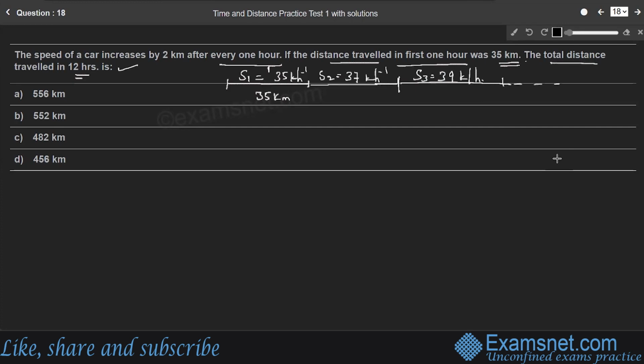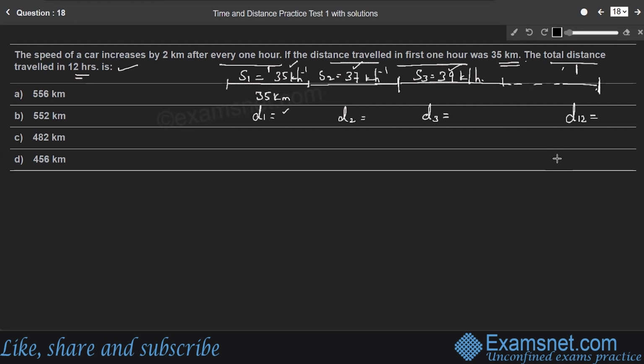So here the total distance traveled in 12 hours. So in 12 hours, up to the last 12th hour duration, we have to find the distance traveled by the car in each case. In each case means in each 1 hour time duration, what is the distance traveled by the car? Because this distance depends on the speed of the car. Therefore, if the speed is increased, distance also automatically increases. Therefore, in the 12th hour also, we need to find distance traveled by the car.